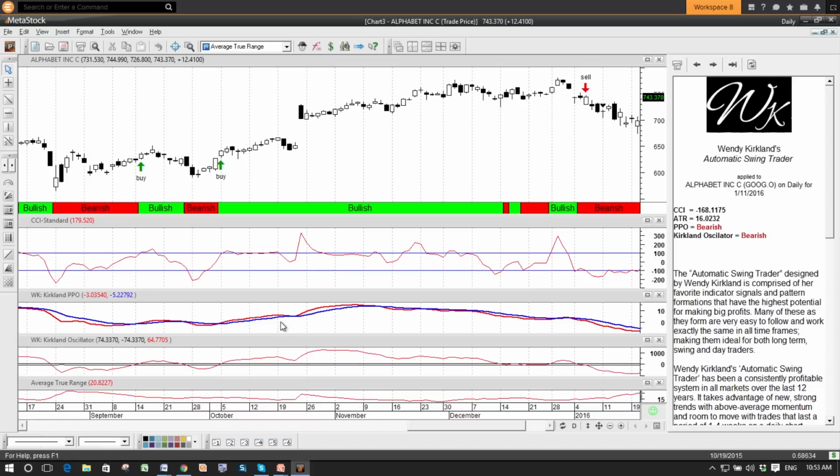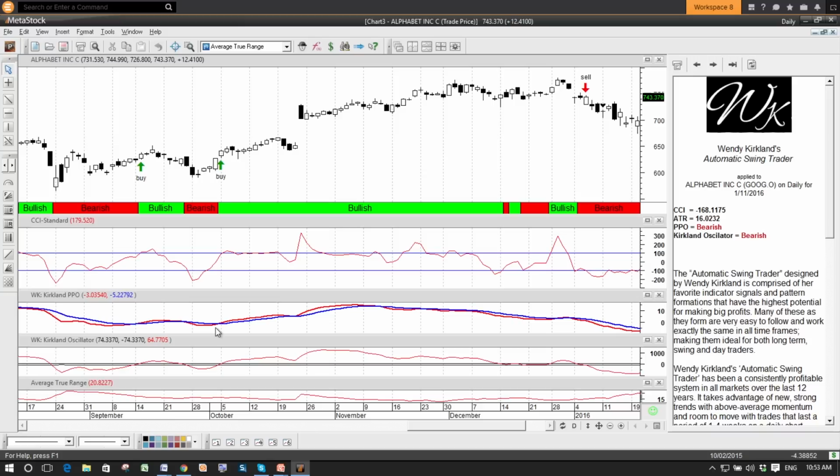PPO stands for Price Performance Oscillator, in case you don't know what that means. And she basically has her custom settings in there. What it's looking for is a change of direction or a change of momentum, or the beginning of a new trend.